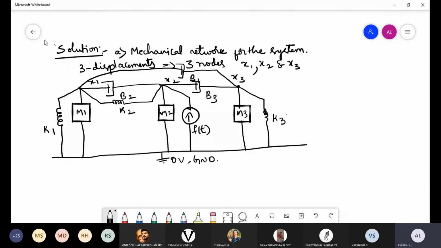So this is the final mechanical network for the given mechanical system. All of you, since it has 3 nodes, is there any confusion, or do you understand?